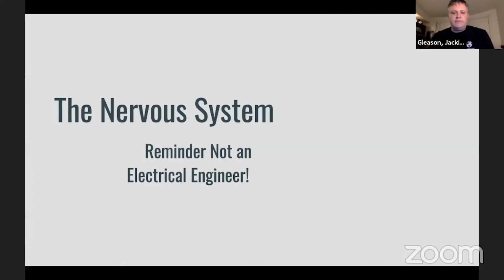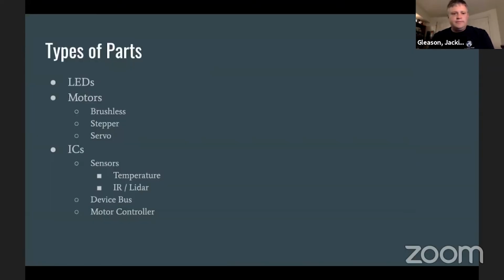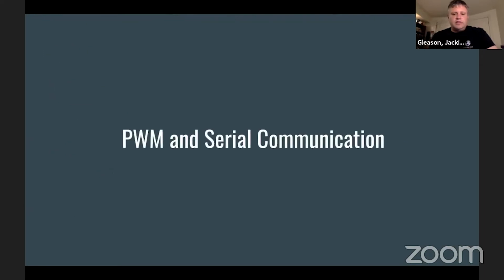So from here, what we want to start talking about is the nervous system of the robot. So we have different parts that we need, right? So we're going to talk about things like servos, stepper motors, right? Because that one isn't really a stepper motor. We have sensors, right? Like temperature and LiDAR, things like that. Device buses, like what we were talking about in terms of the I2C stuff, where we can have tons and tons of different devices on the individual circuit, and motor controllers and things like that. So the first thing we need to talk about is what's called PWM and serial communication.